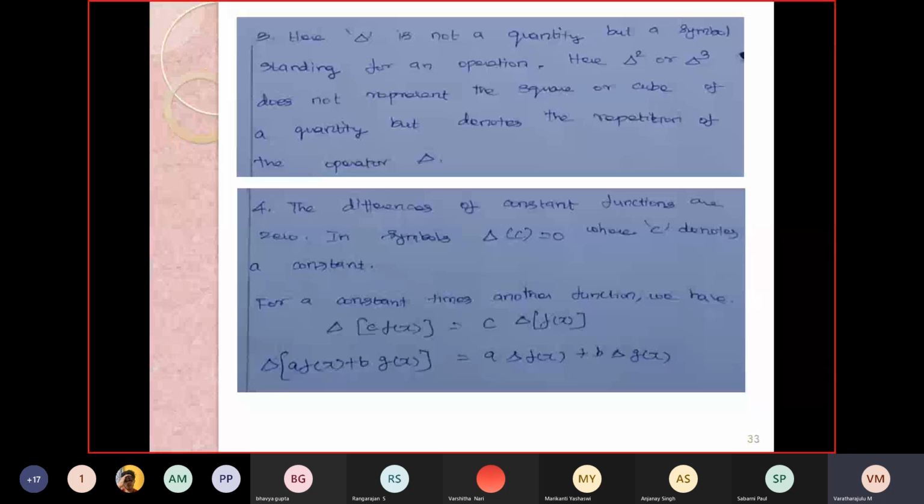And with that, we'll wind up today's class. During tomorrow's class, we'll solve Newton's forward interpolation and Newton's backward interpolation.